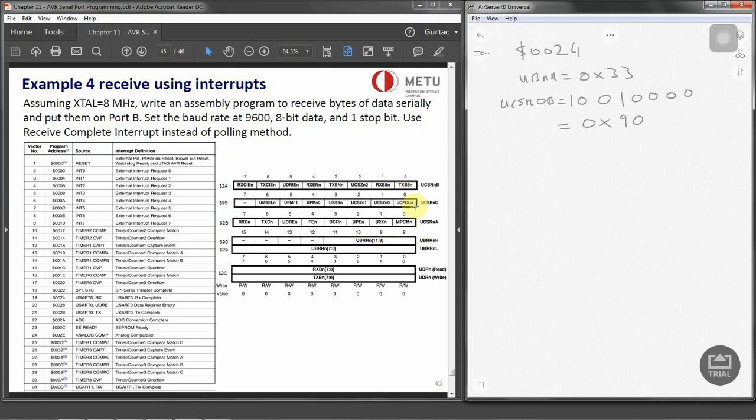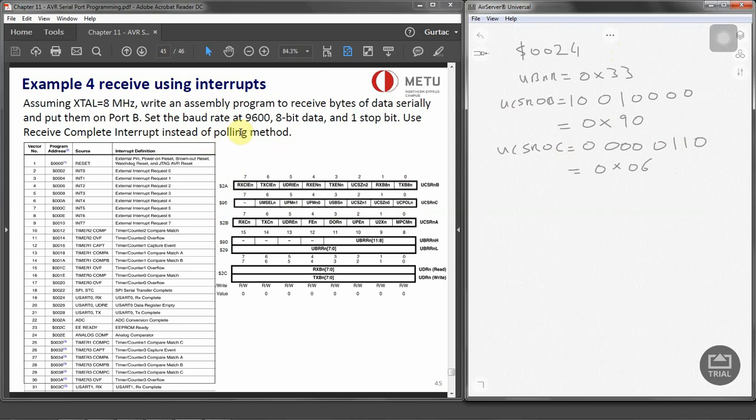And UCSRC is going to be, again, we are just setting these to be 1 and 1, which is 8-bit data and no parity and one stop bit. So that's going to be 0 0 0 0, 4 zeros, the fifth 0, and then 1 1 0. So we have got 0 hex 06, and I think that's all we need to set for USART.